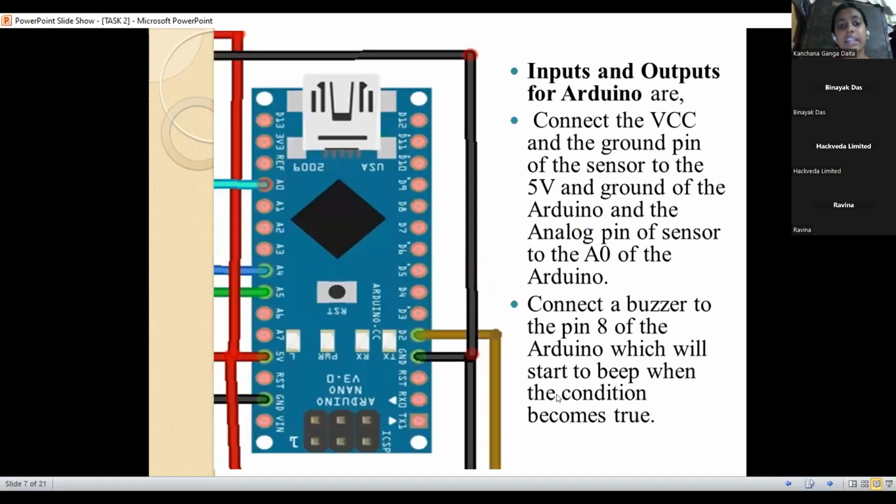This is a detailed view of an Arduino. In this we have A0 to A7 pins, similarly D0 to D13 pins, also ground pin, reset pin, which is an input pin, etc.